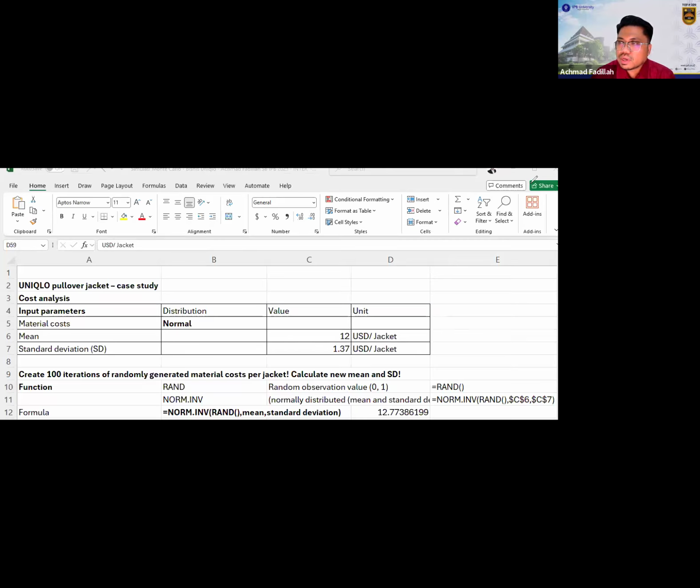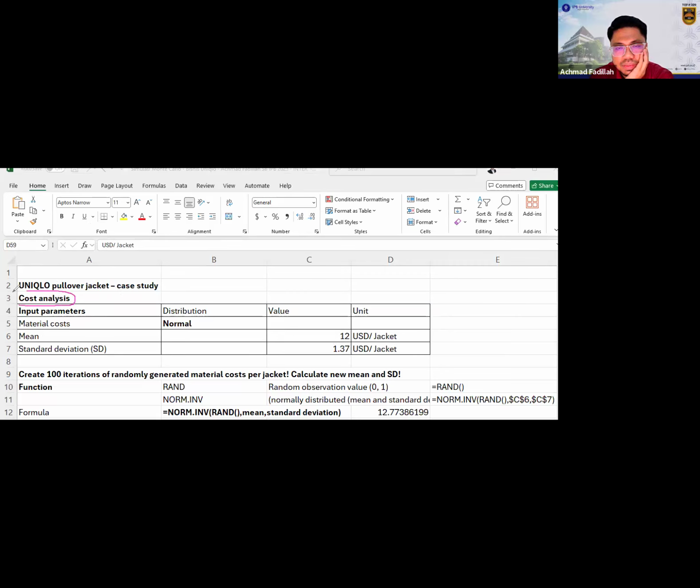Okay, I will explain to you step by step. Then after this, I suggest you read the materials again and then try to use this Excel for the scenario. Okay, first we have this information about the pullover Uniqlo jacket case study.